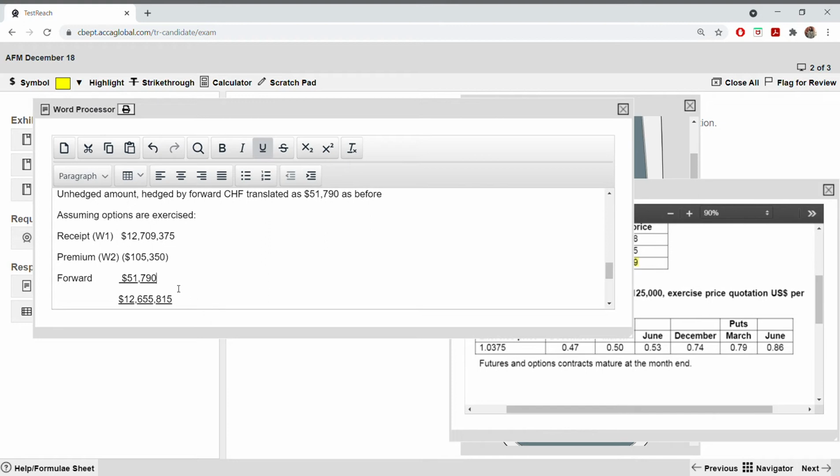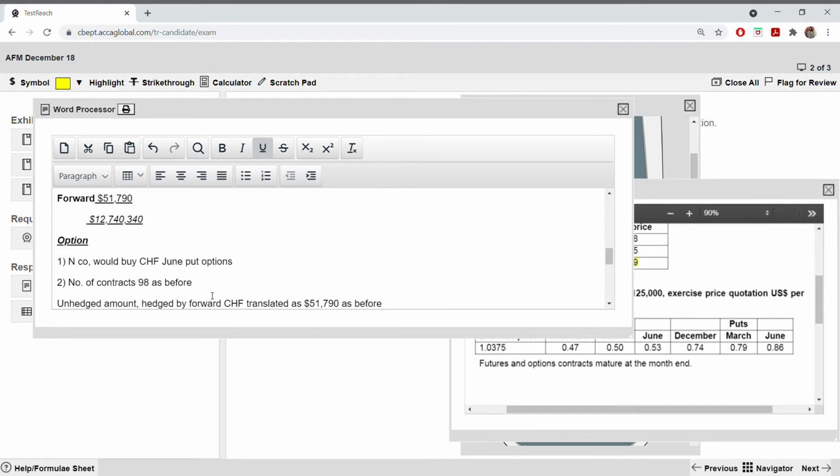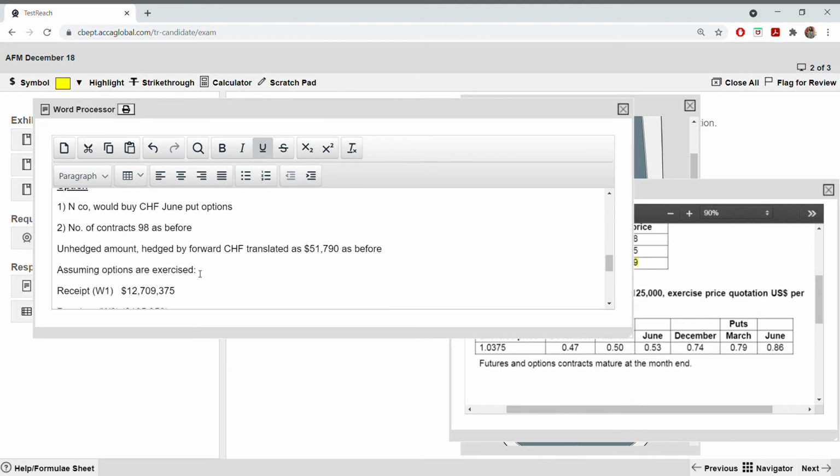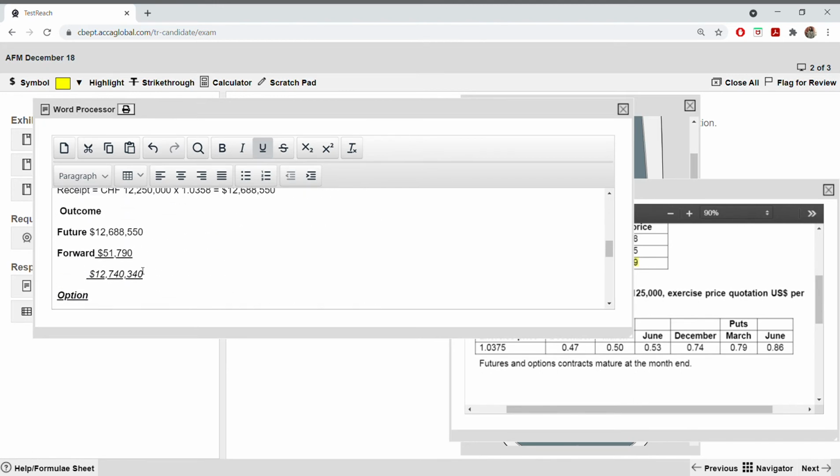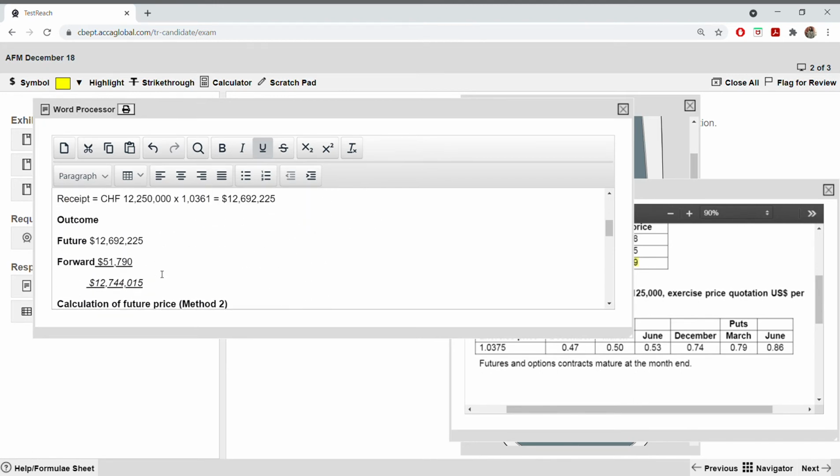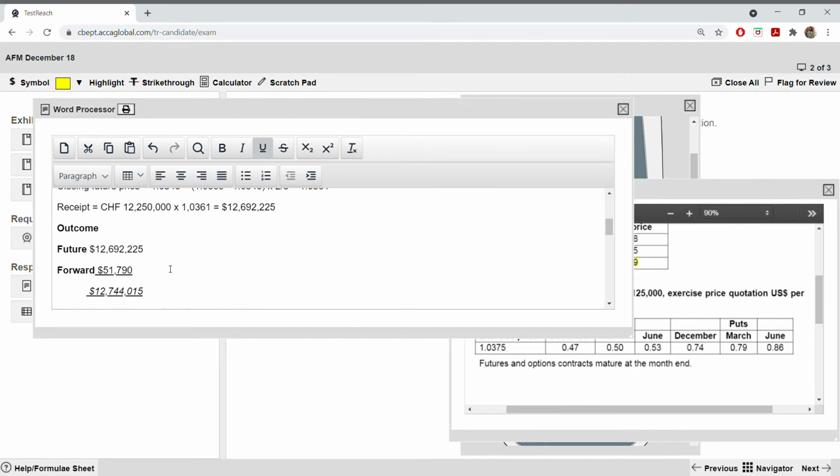So just check the receipt. Here the total receipt is 12,655,815. Here it is 12,740 in future. So which one is giving you the higher receipt? That one was the question.